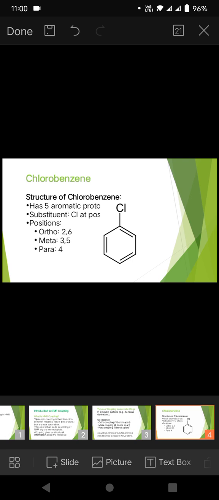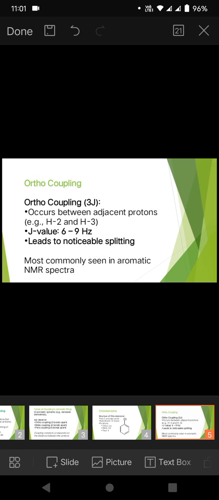This is the structure of chlorobenzene, which has 5 aromatic protons and the chlorine atom is attached at position 1. So we label the positions like this. 2 and 6 indicate the ortho position, 3 and 5 indicate the meta position, and 4 indicates the para position. I will discuss ortho, meta and para coupling one by one. The first one is ortho coupling.